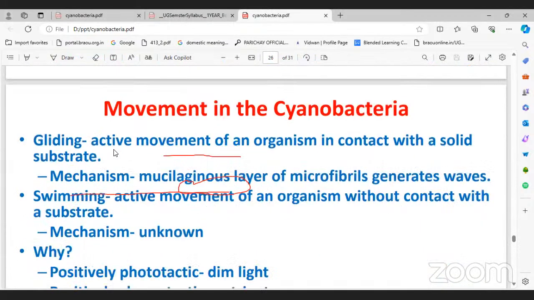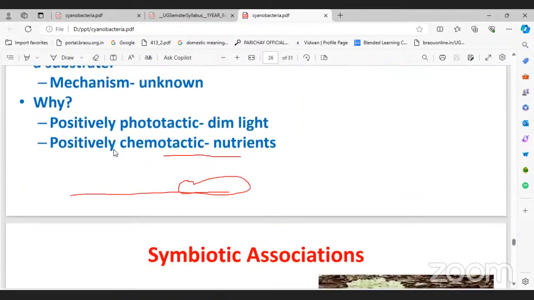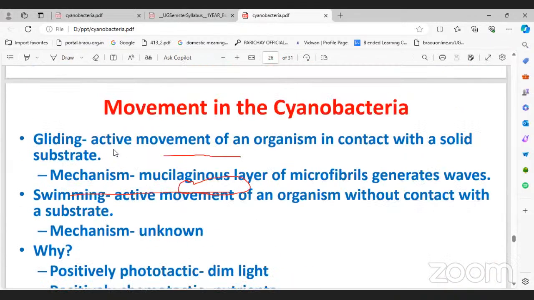Movement of the cyanobacteria: gliding movement and swimming. Gliding movement means slippery movement. Gliding movement is the active movement of an organism in contact with a solid substrate. With the help of the mucilage sheet, it shows a slippery nature. So the slippery nature is called gliding movement. The mechanism, already told you, is that the mucilage layers generate microfibril waves.